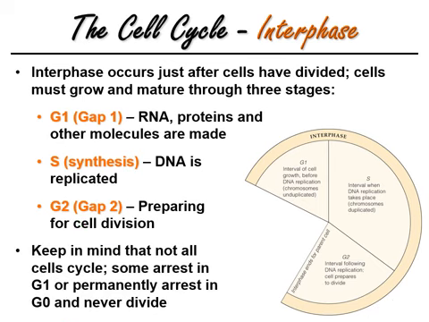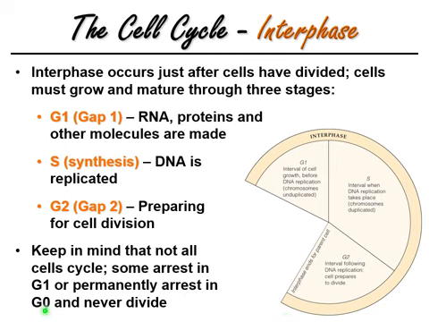Now, something that's very important to keep in mind is that not all cells cycle. Some arrest in G1, so they just kind of sit there in G1. They're not doing anything yet, and eventually they'll go through. And then others permanently arrest in G0.